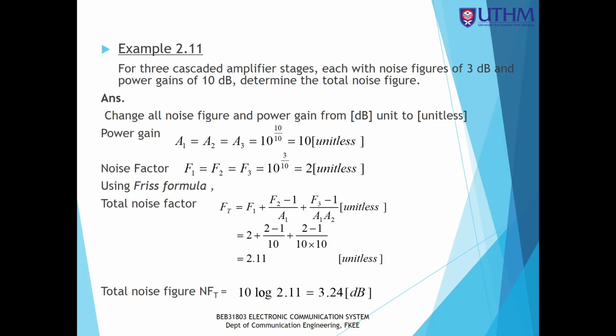Okay, now for the 3 cascaded amplifiers, each with a noise figure of 3 and power gains of 10. Determine the total noise figure. So you are given 3 cascaded amplifiers like this. Each of the amplifiers has a noise figure NF, F1, F2 and F3. Okay, 3 dB. So this one is 3 dB, the noise figure for each amplifier 1, 2, 3.